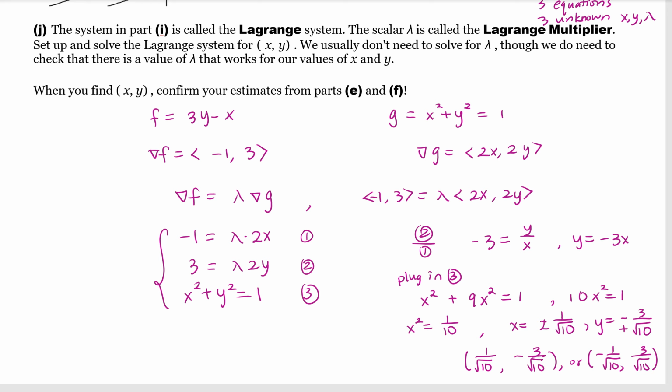But which is which? The Lagrange system can only help us to find some solutions, okay? But some points in our solution might be the maximum, some points of our solution might be the minimum, and it is also possible that some points in our solution are neither maximum nor minimum. Okay, so it's all possible.